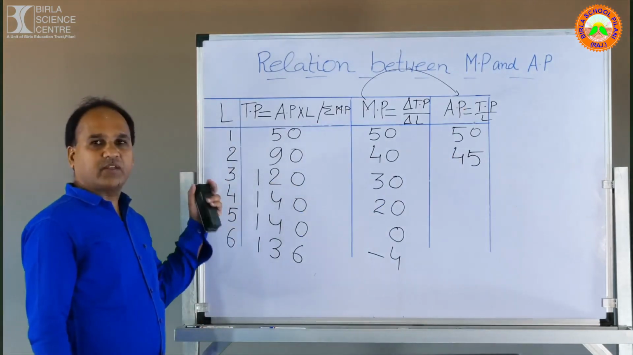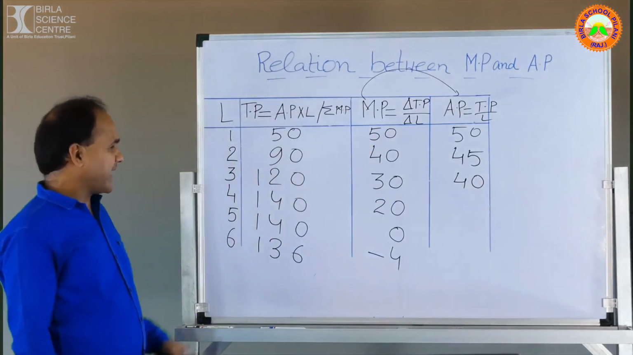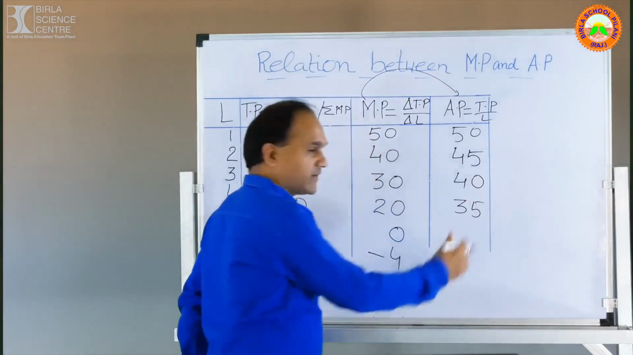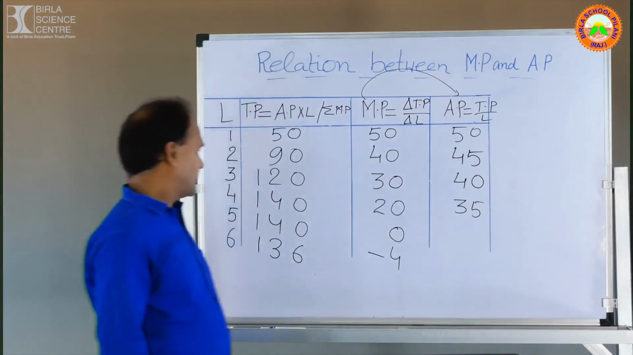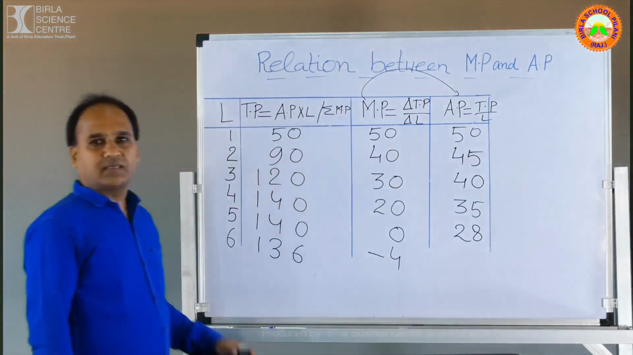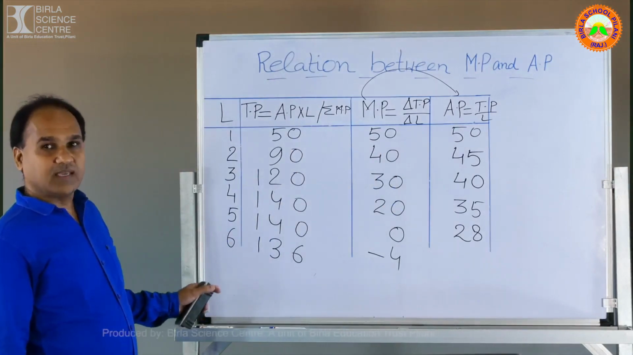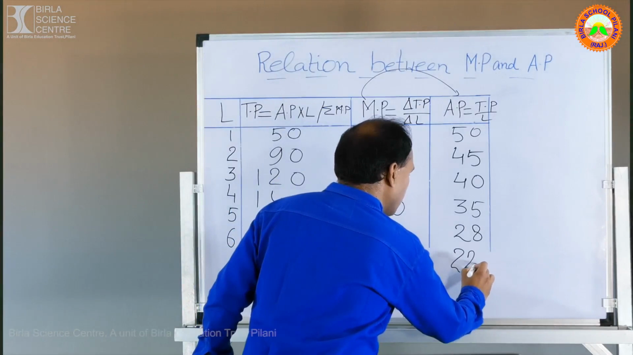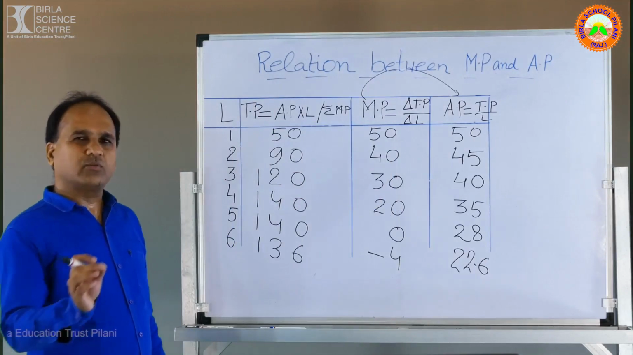Again 120 divided by 3. 40. Again 140 divided by 4. How much? 35. And last again 140 divided by what? L. What's the labor here? 5. Again divide it. At the last, 136. This is the value of what? TP. And what's the value of L here? 6. 136 you divide by 6. I think you can get almost 22.6. Approximately you will get a value of almost 22.6 in decimal.